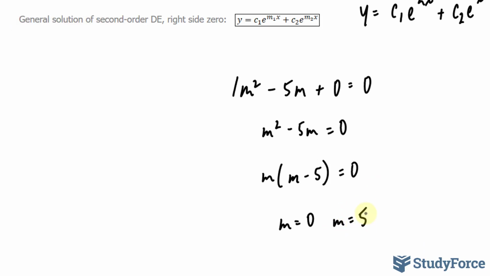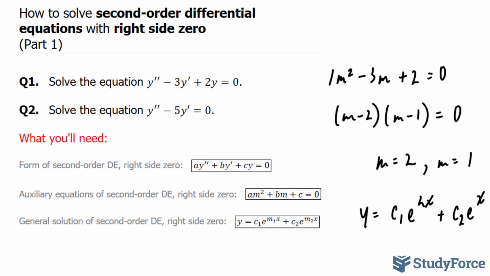Our solution needs to follow this general solution. So we have y is equal to c1, e to the power of, let's call this m1. So we have e to the power of 0, which is equal to 1. So I'll change the e into a 1. So we're left with c subscript 1 instead, plus c subscript 2 times e to the power of our second m, which is 5x. And there you have it. That is how to solve second-order differential equations with the right side equaling 0.